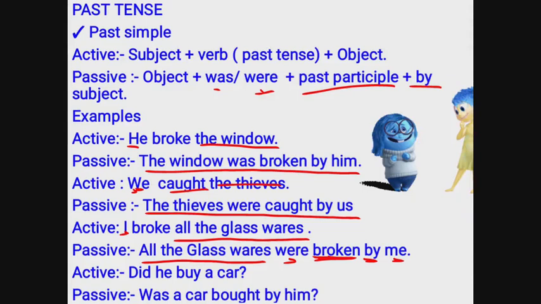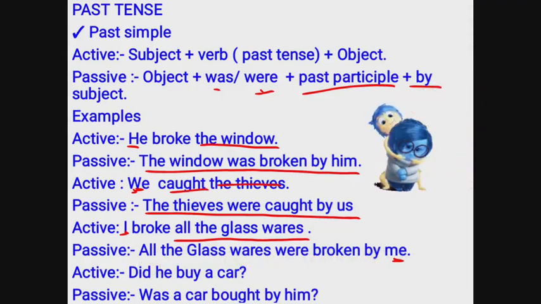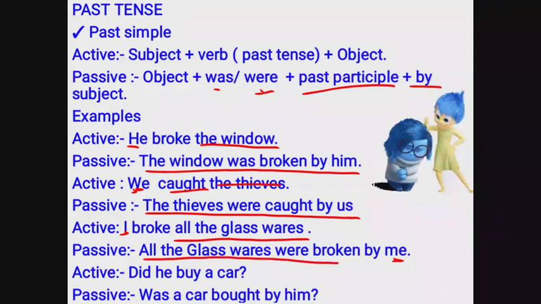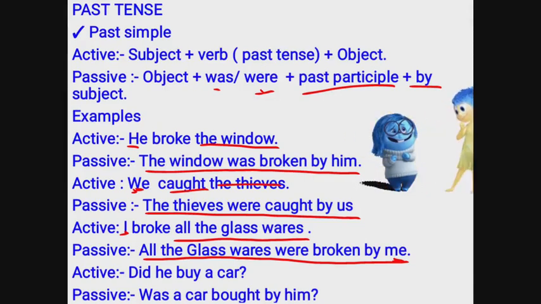Your I changes to what? Me. You can check the table for the plural rule. So your I changes to what? To me. So we have a fantastic sentence which says, all the glasswares were broken by me. Not by I. I will change to what? To me. All the glasses were broken by me.